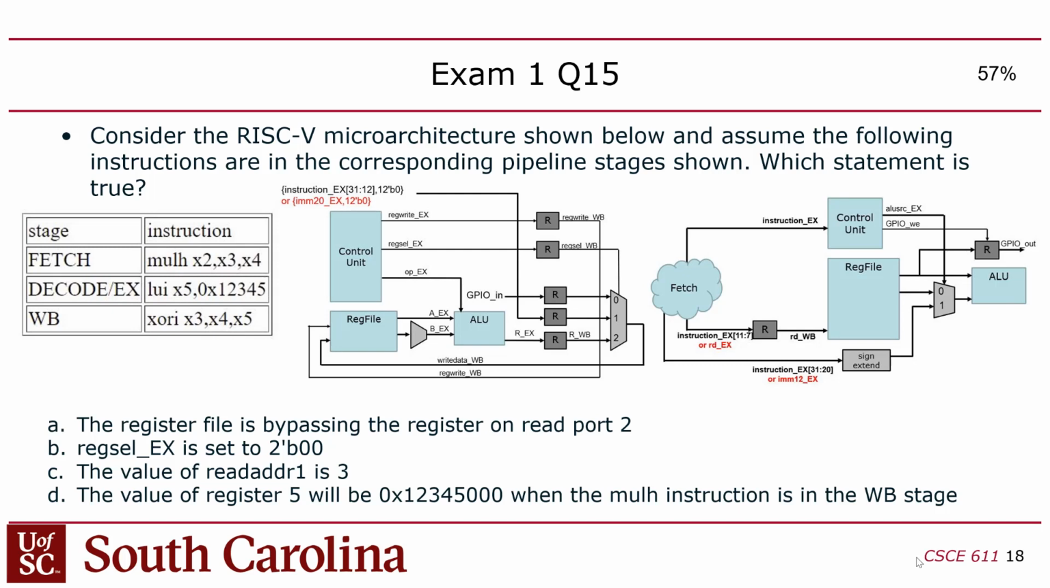And then D is the value of register 5 will be 1, 2, 3, 4, 5, 0, 0, 0, 0 when the MULH instruction is in the WB stage. Basically what that means is that 2 cycles in the future, when this guy has moved down to WB, that LUI instruction will have been written back and retired. And so the value that you write in register 5 will have been the load upper immediate, which is 1, 2, 3, 4, 5, 0, 0, 0, 0. So that's the one, D.